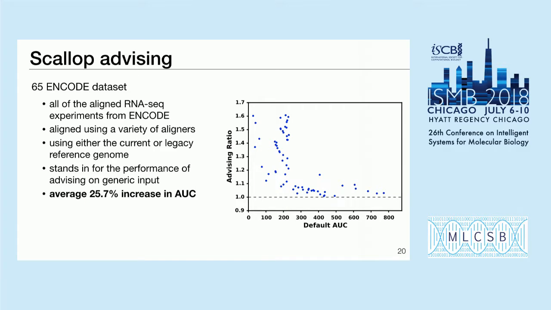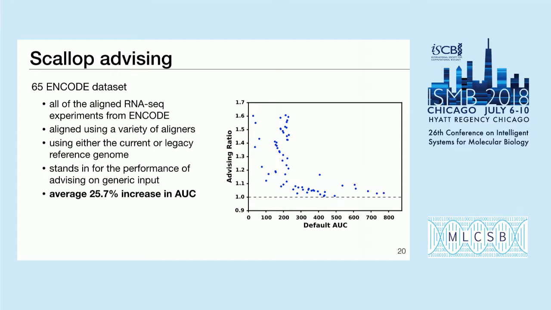So then we went on to some testing data just to ensure that this method's going to work. So we used 65 examples from ENCODE. So again, the training set was 10 experiments from ENCODE. We left those out. There's 65 more that are in the ENCODE database that are already aligned to the genome. So this represents sort of how it's going to work on average. And we show here the advising ratio on the vertical, which is just the AUC of the final transcript assembly chosen using parameter advising, and the horizontal is the default AUC.